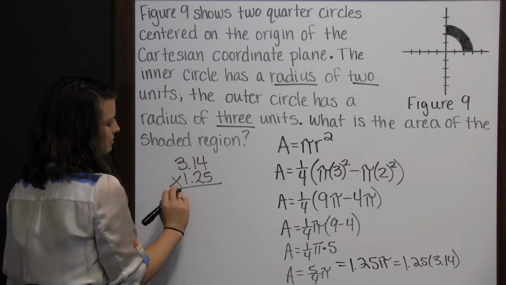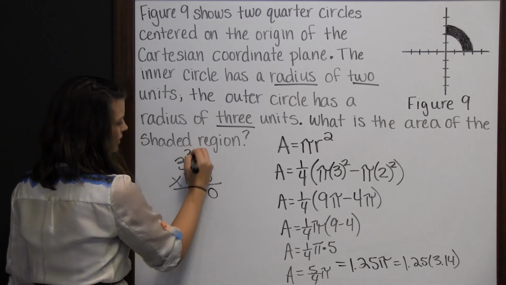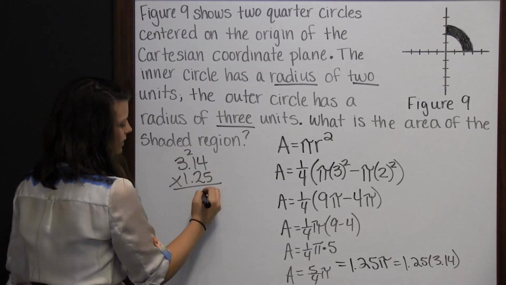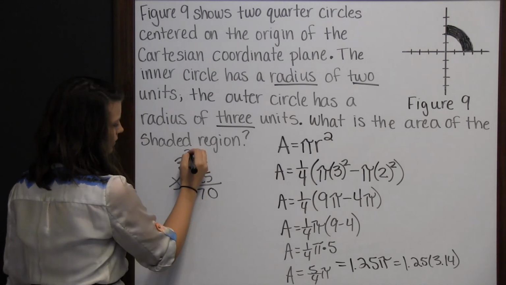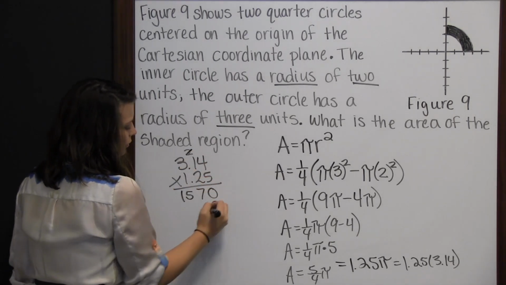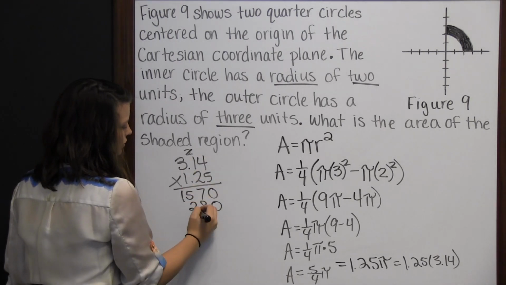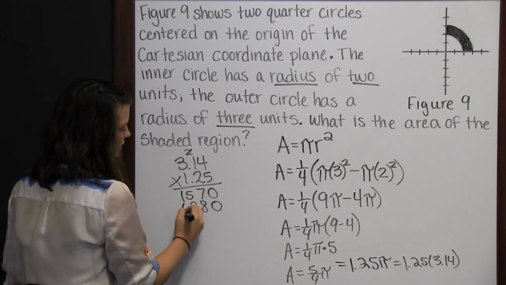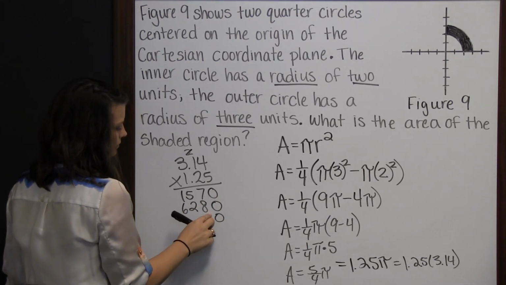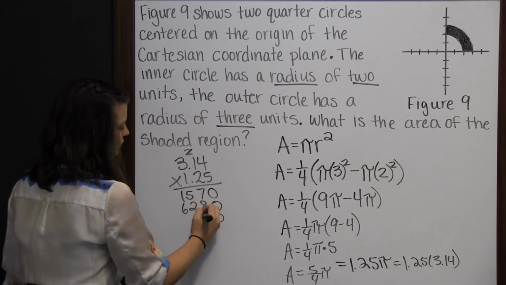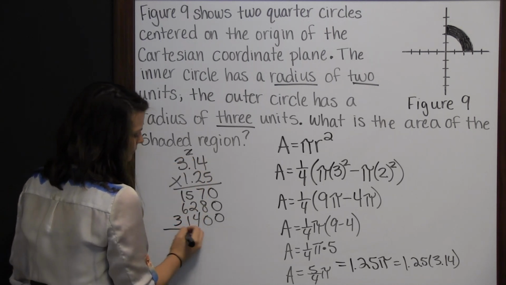And that's my pi. 5 times 4 is 20. 5 times 1 is 5. That's 7. 5 times 3 is 15. Put a 0 placeholder. 2 times 4 is 8. 2 times 1 is 2. 2 times 3 is 6. Put 2 0 placeholders. 1 times 4 is 4. 1 times 1 is 1. 1 times 3 is 3.